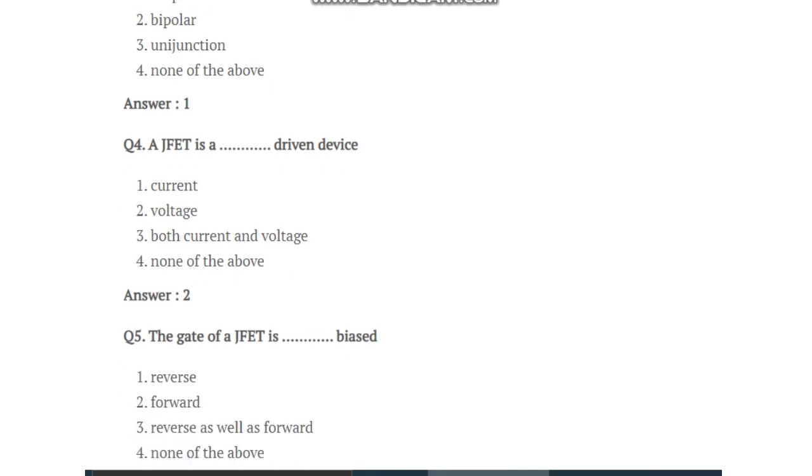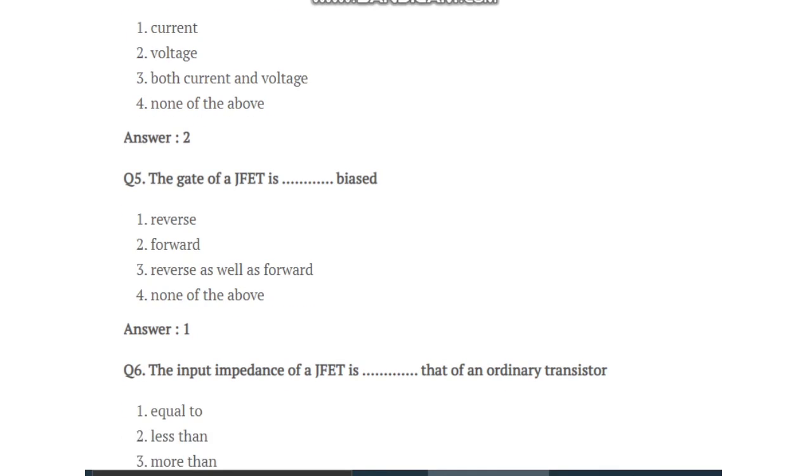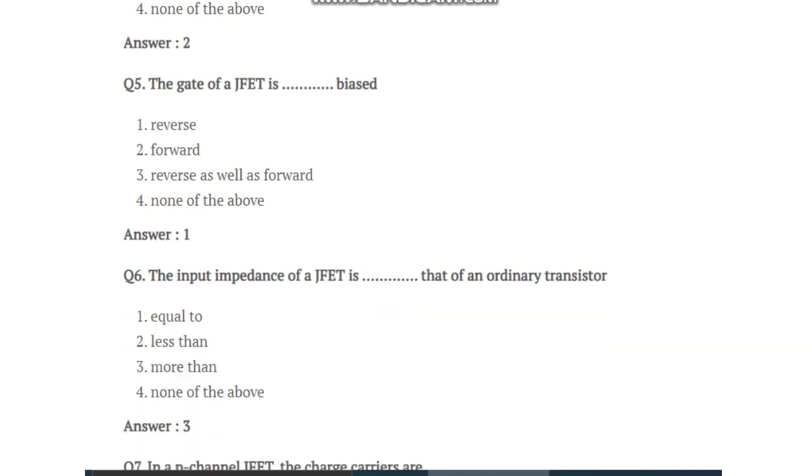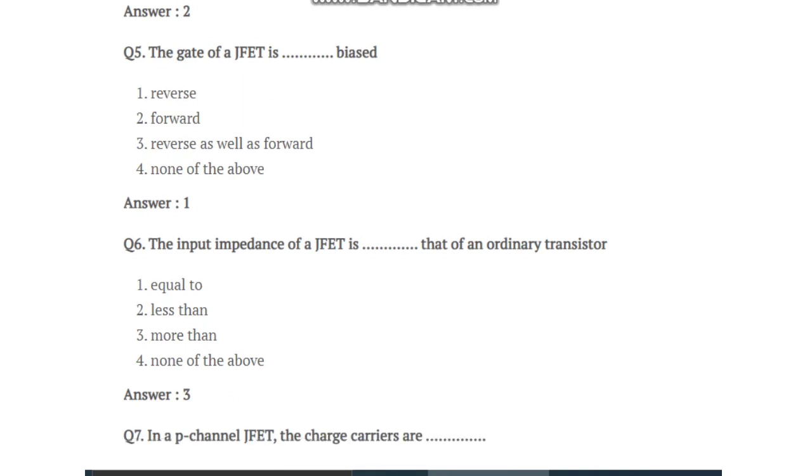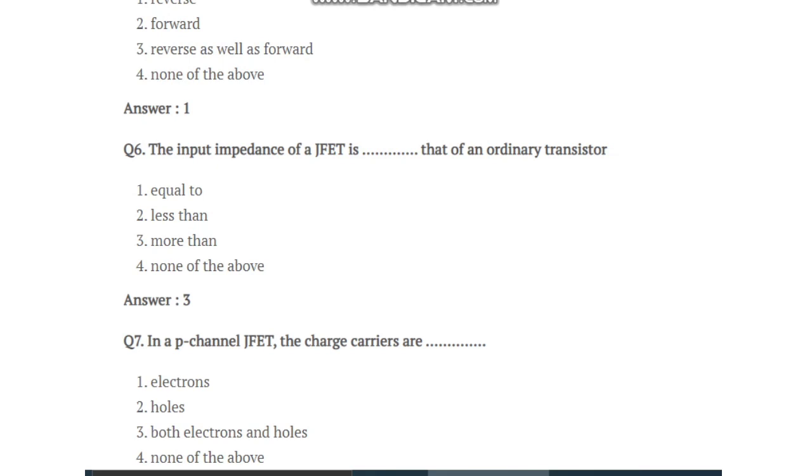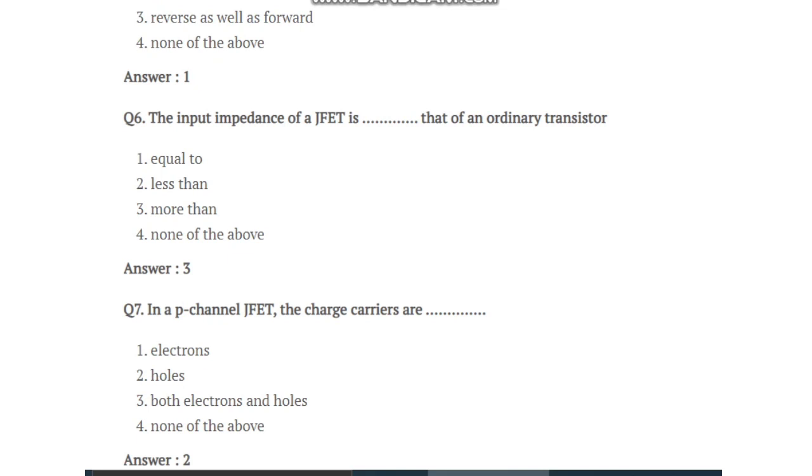Question number 4 is, a JFET is dash driven device. It is voltage driven device. The gate of a JFET, it is dash bias. It is reverse bias. Question number 6 is, the input impedance of JFET is dash that of ordinary transistor. It is more than that of ordinary transistor.